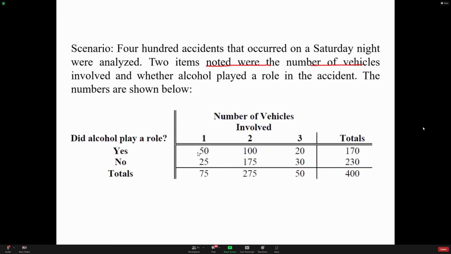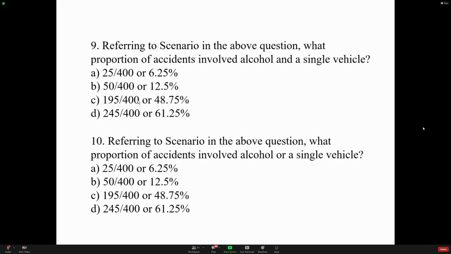You can see alcohol and single vehicle is 50 right here. I think your answers are correct. So 50 over 400, you can see B. So the answer is B. Again, question 10. Referring to the above scenario, what proportion of accidents involved alcohol or a single vehicle?